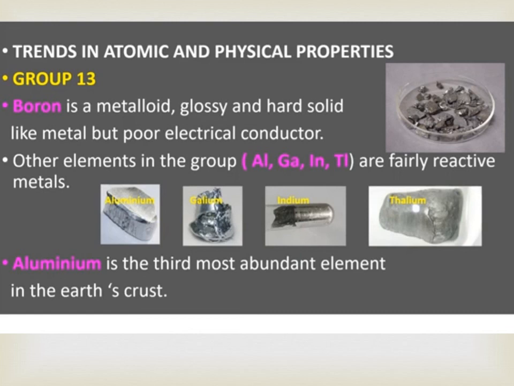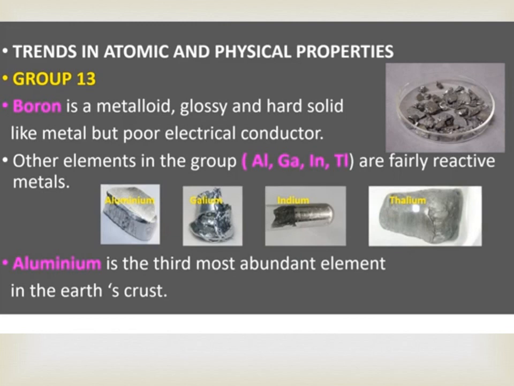Other than boron, group 13 consists of aluminium, gallium, indium and thallium. Students, you can see the pictures of these elements on this slide. They are fairly reactive metals, that is, their reactivity is not very high and not very low. It is moderate, or you can say it is fairly reactive.